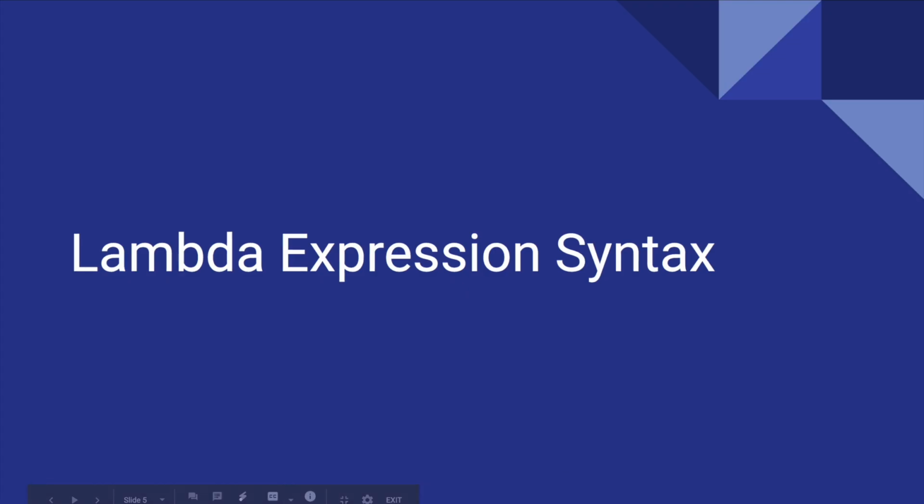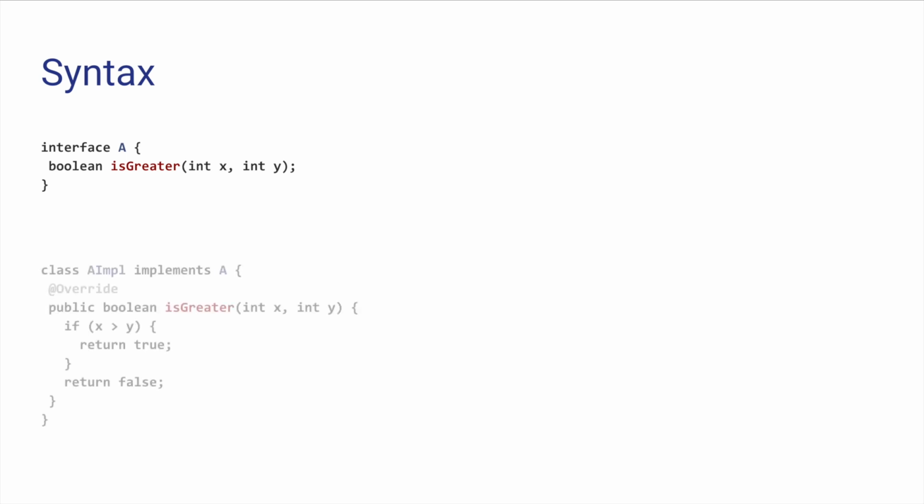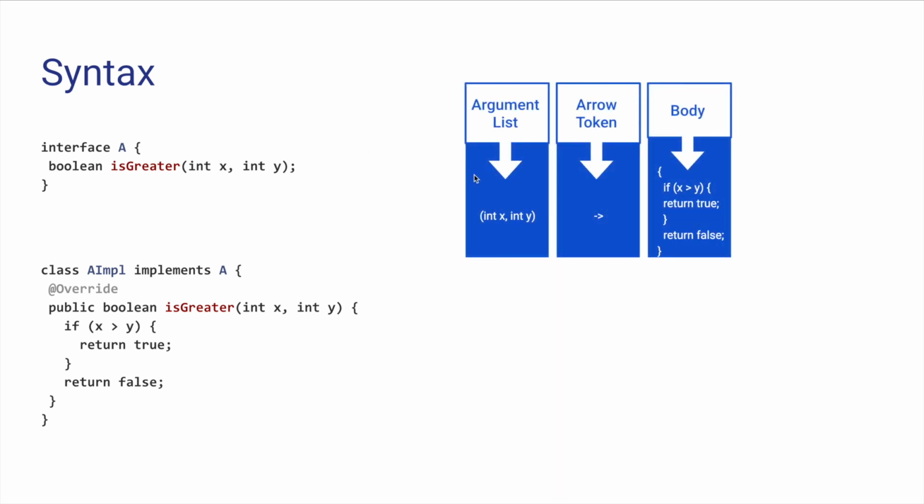Let's now look at the Lambda expression syntax in more detail. So here I have an interface isGreater which takes two numbers as input and outputs a boolean result. Now if we were to implement this interface, it might look like this. With this in mind, let's look at the syntax of the Lambda expression. It consists of three parts: argument or input list, arrow token, and the body. The argument list is int x and int y from the interface. Next is the arrow token, which is always a constant. And finally, the body, which is exact copy paste from our concrete implementation.